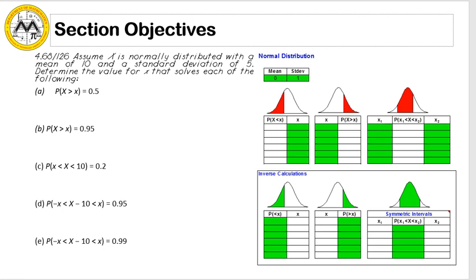The value of x that solves each of the following. So for letter A, the probability that the random variable x takes value greater than x is 0.5. So this is greater than, so that means we have 1 minus Φ(z) is equal to 0.5. So Φ(z) is 1 minus 0.5, or 0.5. So with this, we can have z is equal to 0.